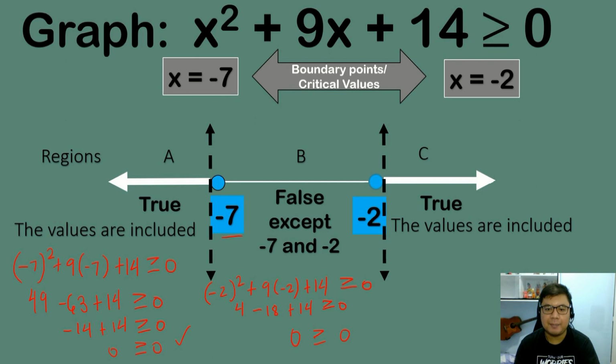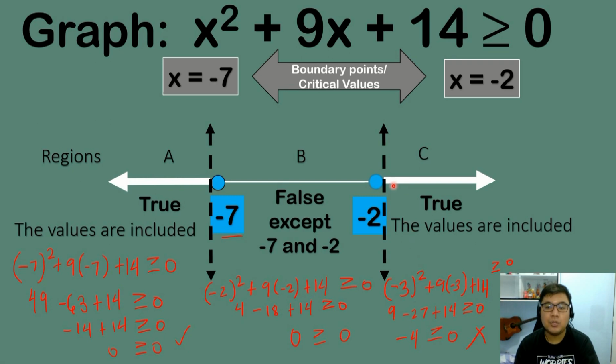So try tayo ng isa para makita nyo na false talaga siya. So let's try negative 3. Negative 3 to the second power plus 9 times negative 3 plus 14 is greater than or equal to 0. So yeah, negative 3 to the second power is positive 9. 9 times negative 3 is negative 27 plus 14 is greater than or equal to 0. 9 plus 14 is 23. 23 minus 27 is negative 4. So negative 4 is greater than or equal to 0. So this is false. No? Dapat less than. So yun, nakita natin na false talaga.